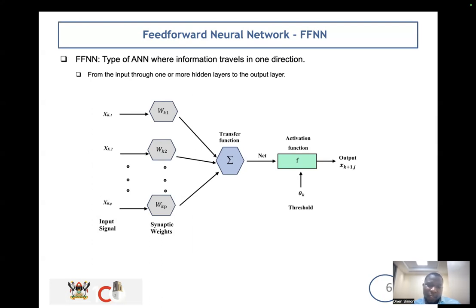And then the transfer function is like a mathematical function that converts all the weighted outputs into some sort of one number, either a 1 or a 0. Actually, it combines all that comes from the inputs and comes up with a single output. Now, that output is what is taken into the activation function.